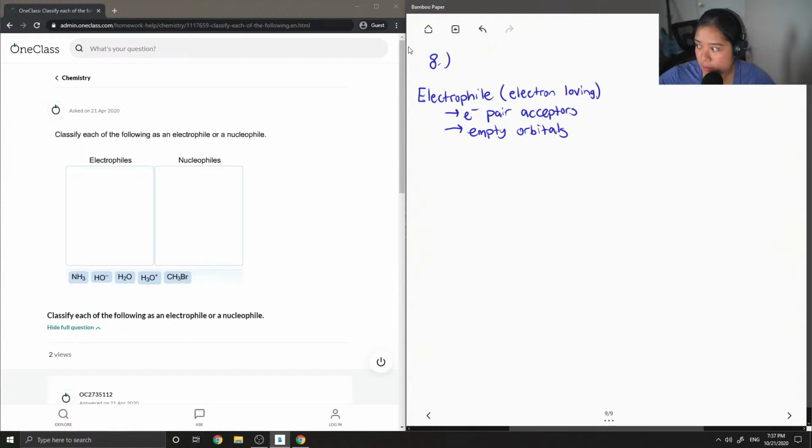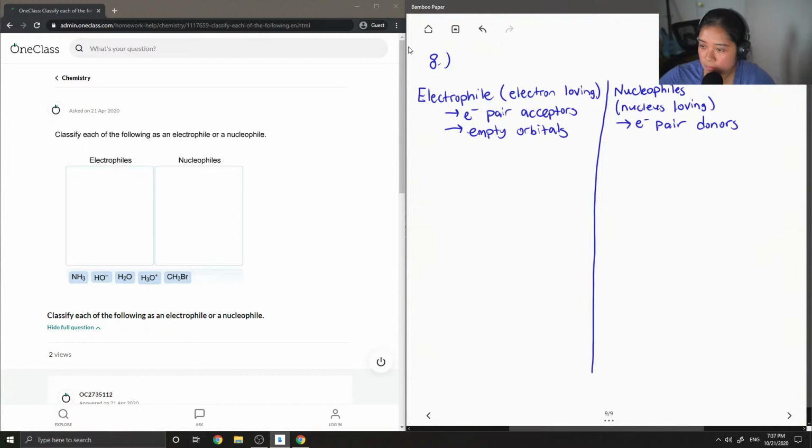And then just make like a table. And put nucleophiles on this side. So nucleophile means like nucleus loving. So basically these are electron pair donors. And they also have non-bonding electrons, typically.